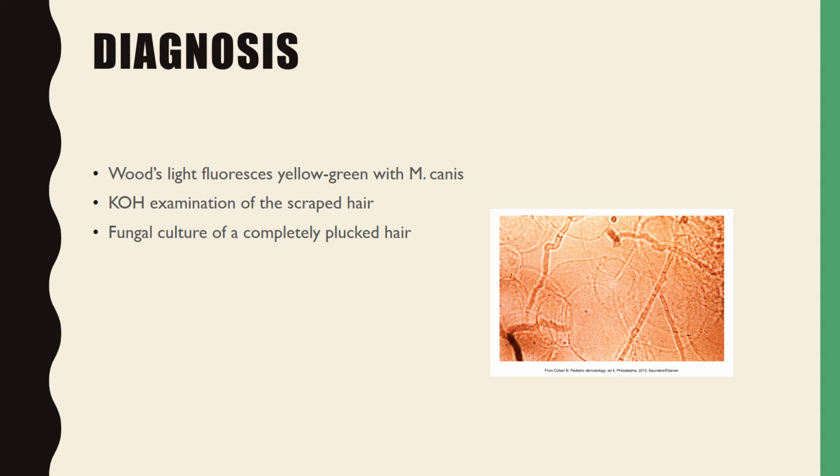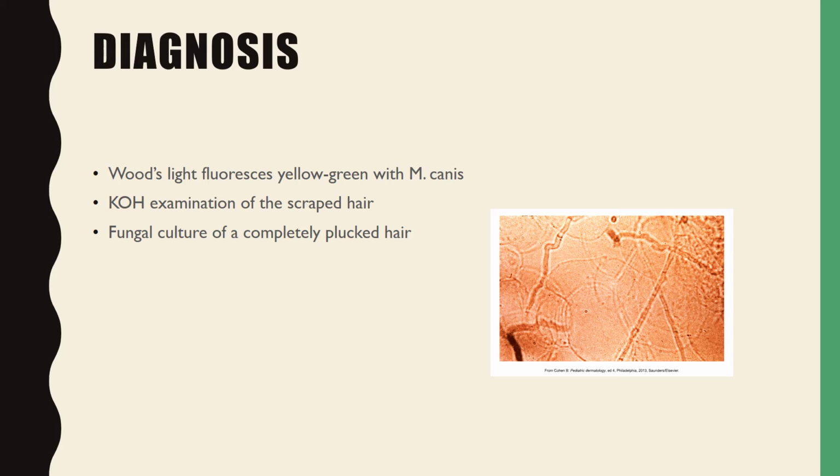For diagnosis, you can do a Wood's light, and you can see yellow-green coloration, and that's only with the M. canis kind of infection. If you do a KOH examination of a scraped hair, you'll see similar to what's here in this picture. The typical view you should see with a fungal infection, and that's your hyphae and spores. The hyphae are kind of the long stringy things, and then the spores are the dots. Some people call this a spaghetti and meatball kind of picture. You can see the meatballs and the long stringy spaghetti. So anytime you see this picture, then it's some kind of fungal infection.